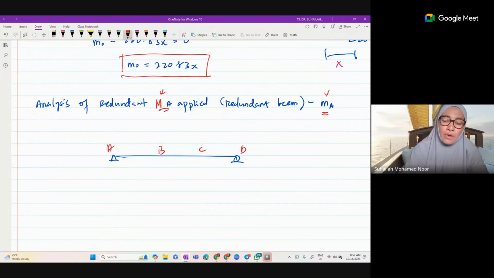Moment at A. Okay, so we have a simply supported beam, A, B, C, D, three cutting sections. So we will apply a unit value at A. A unit moment at A. A unit value of MA. This is how the diagram looks like.